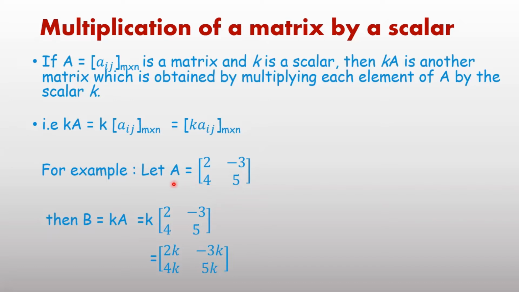If anyone asks to find the value of 2A, means want to multiply matrix A by 2, you can easily write each and every element multiplied by 2, means 4, minus 6, 8 and 10. In this pattern you can multiply a matrix by a scalar quantity k.